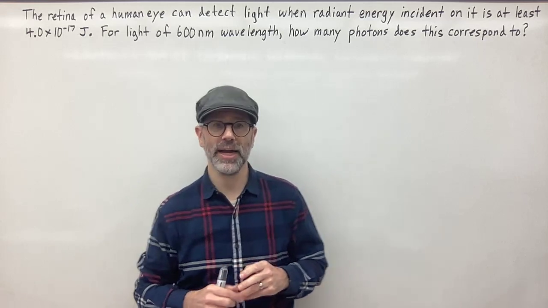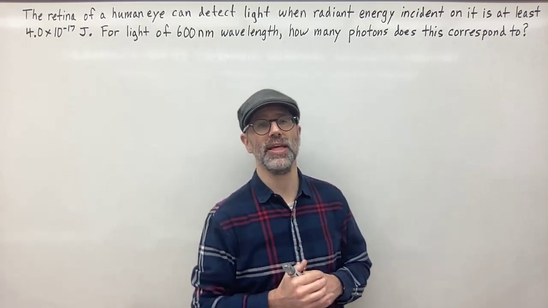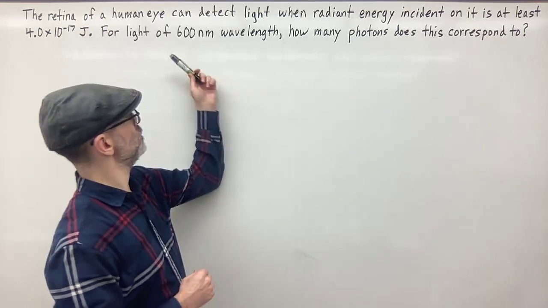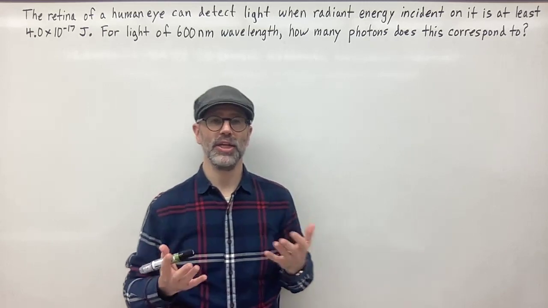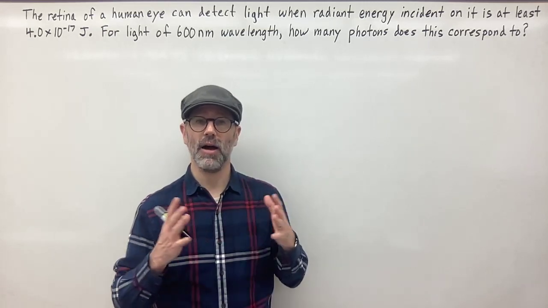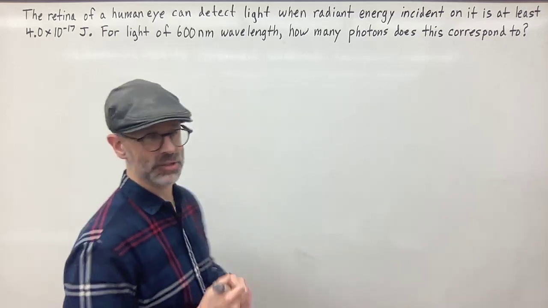Second, we need to find the amount of energy in one photon, and that's where the 600 nanometers comes in, because that's the wavelength of light, and we can use that to calculate the amount of energy in one photon. So let's go ahead and do that first.